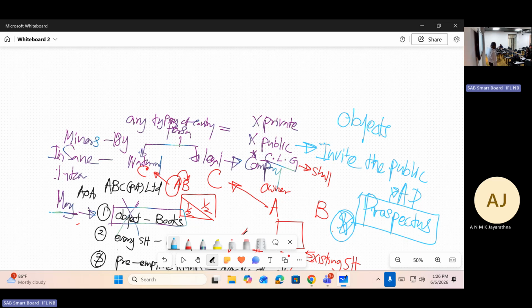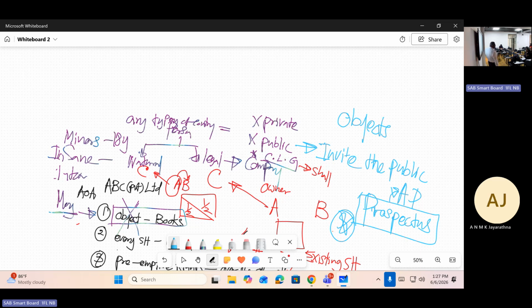So we can identify indirectly that they have to mention their objects in the prospectus. Understood? Right. So they need not mention their objects in the articles, but they have to mention the objects of the company in the prospectus.